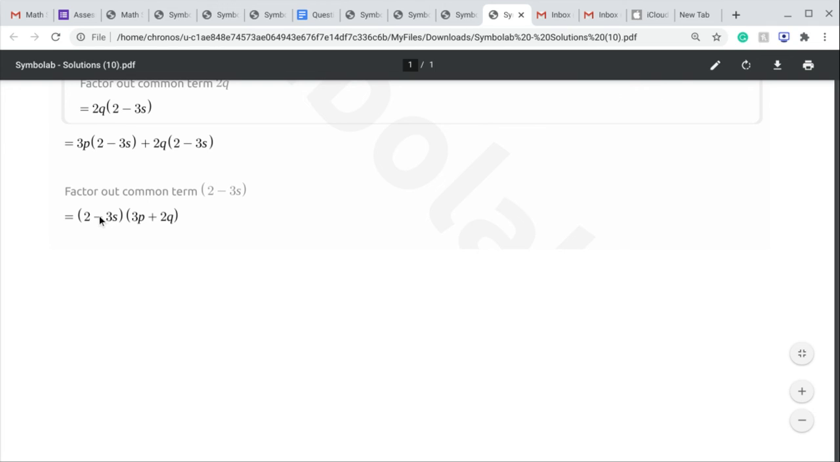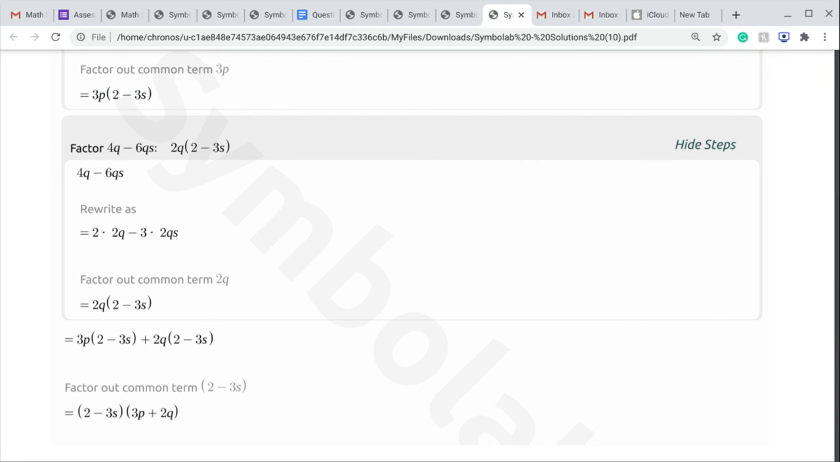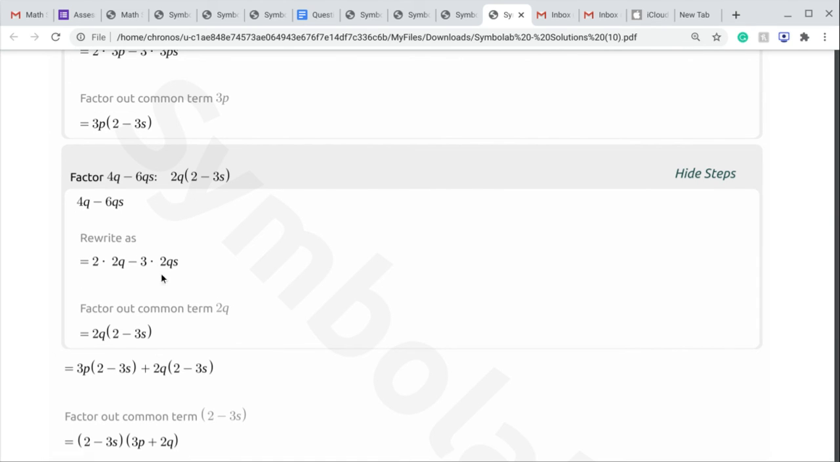And what this is saying as well is that when you expand this bracket again and put back these individual terms, you get this answer. When you expand this, you actually get back the question. So I hope you guys understand, right?